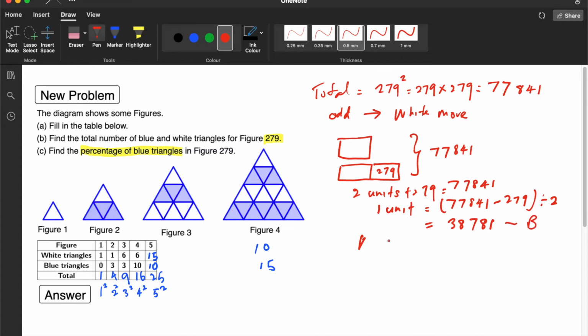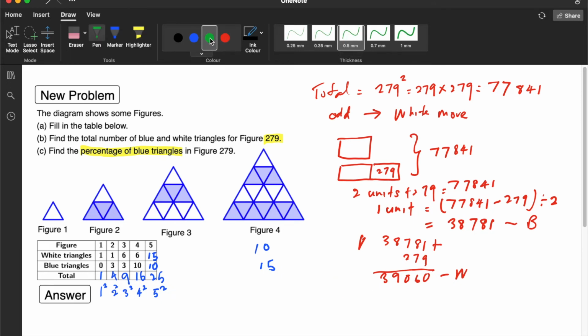Right, so for the white triangles, we have to add the 279 to it. Right, so 38781 plus 279. So we are going to get 39060 for the white. Right, so that will conclude part B.